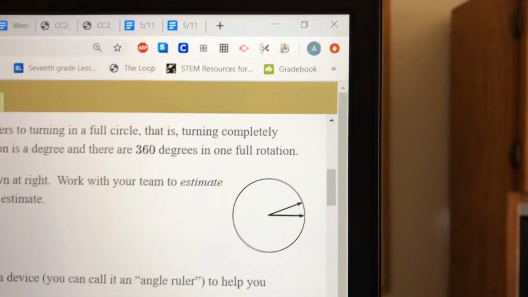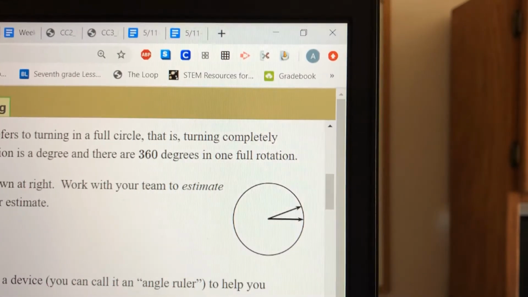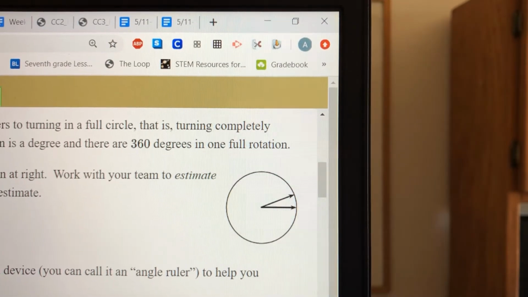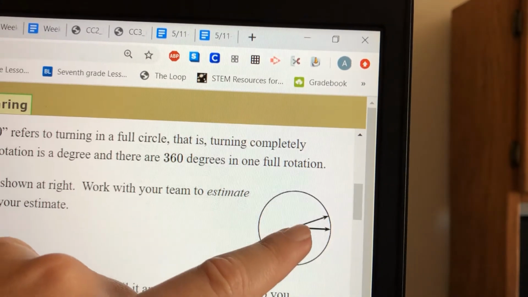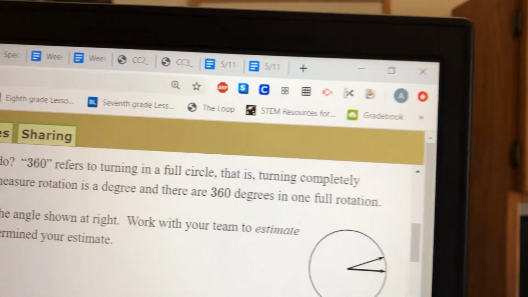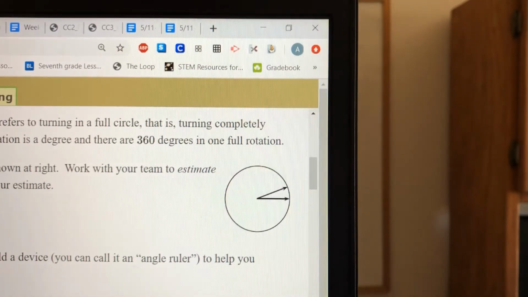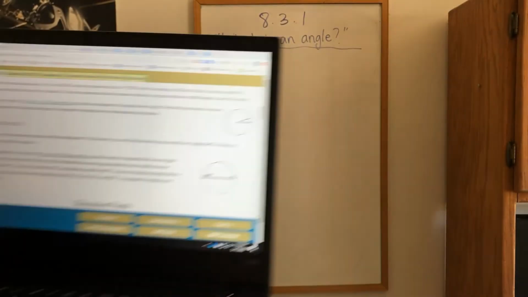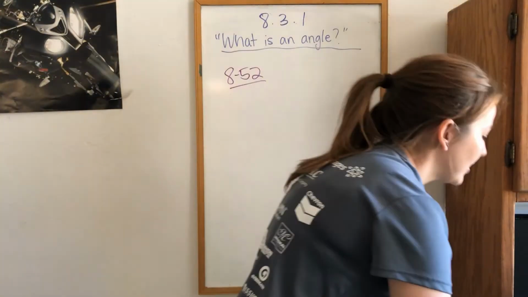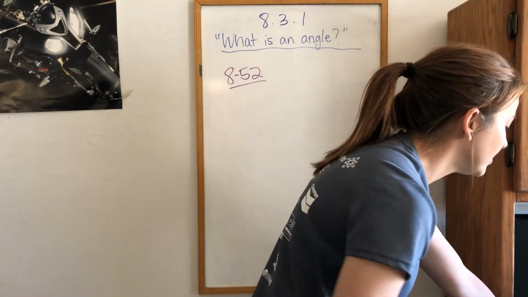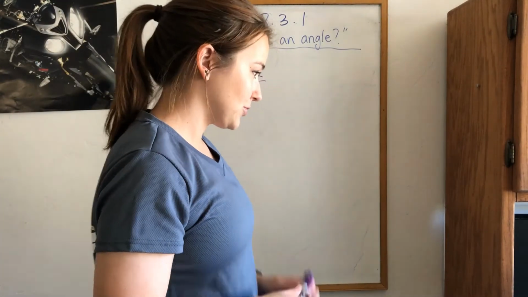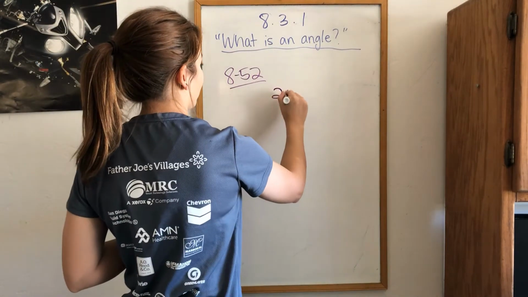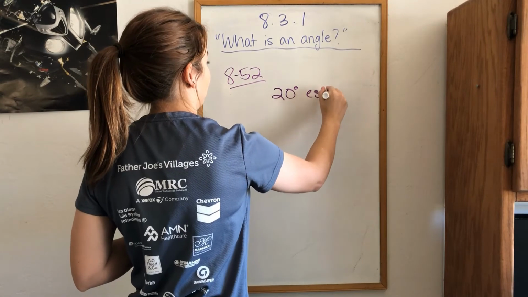So I'm looking at it and I notice it's a pretty acute angle. It has to be less than 90, obviously. And it even looks like it would be less than 45, because 45 would probably be in the middle right there. So I estimate about 20 degrees. So I put an estimate at 20 degrees for that one, and we'll check to see if we were correct later. Okay, so 852, 20 degree estimate.